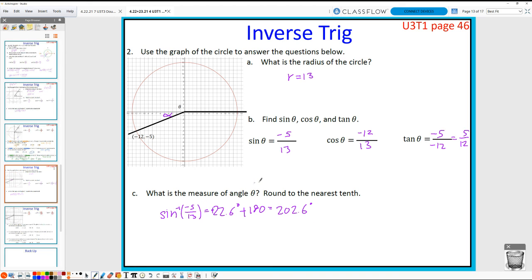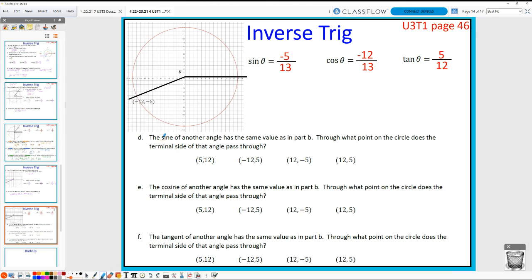Okay, and if this does not make sense, please let me know, because I really want to talk about this right here. Again, the sine has the same value. My radius is always positive. So sine theta is y over r. In this problem, it's negative 5 over 13. Radius is not going to change, so I'm not going to worry about that. I need y equaling negative 5. This does not have that. This is positive. This is the one that makes sense.